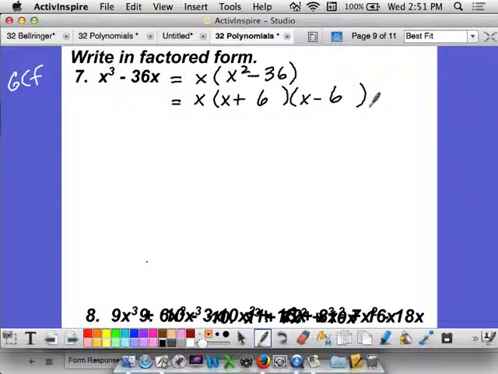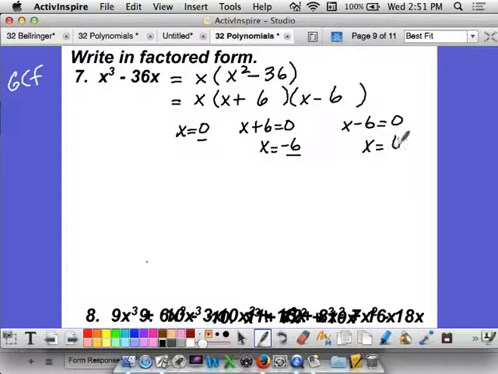Now when we identify the zeros, we set each one of these equal to 0: x equals 0, x plus 6 equals 0, and x minus 6 equals 0. So my zeros are 0, negative 6, and positive 6. Sometimes you may see it written like this, 0, plus or minus 6. Either way is fine. If they ask you to find the zeros, it's just as if it were set equal to 0 and we were solving it for x. So this is number 7 from your worksheet.